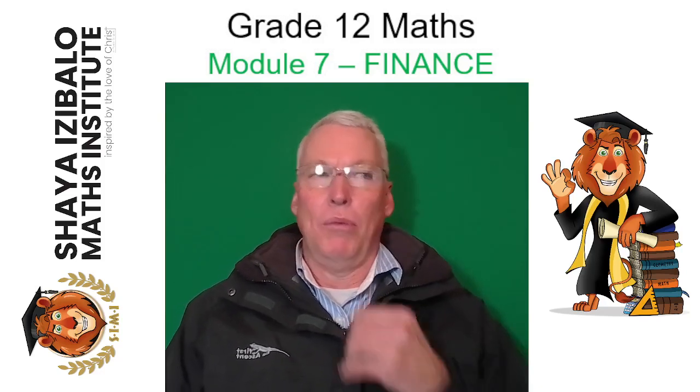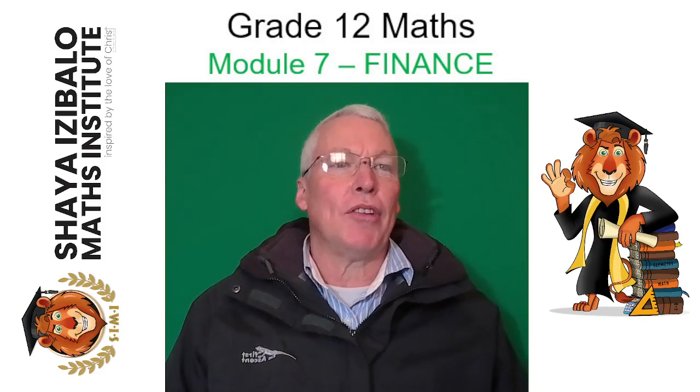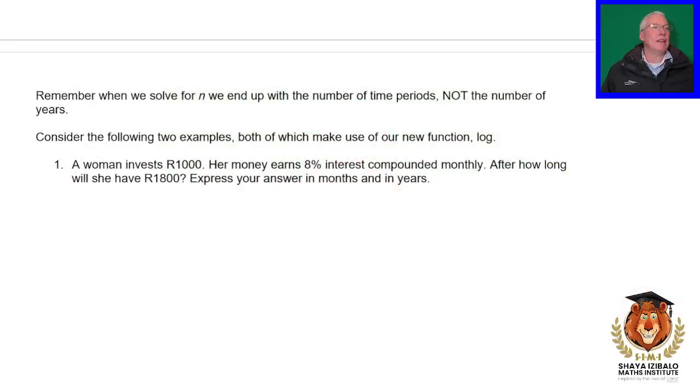So welcome back, and we're on page 6, and we're going to dive straight back into our study of finances. So here's an example, and it's a really important idea: when we solve for n, remember that n doesn't mean the number of years, n is the number of time periods. Okay, so we're just going to do a couple of examples just to highlight this.